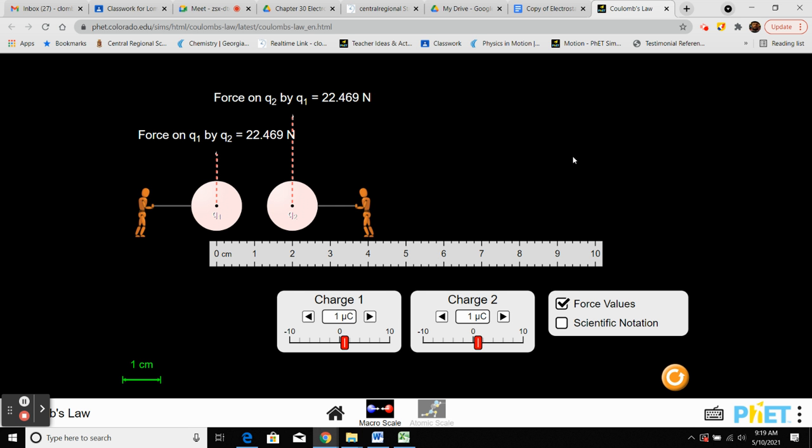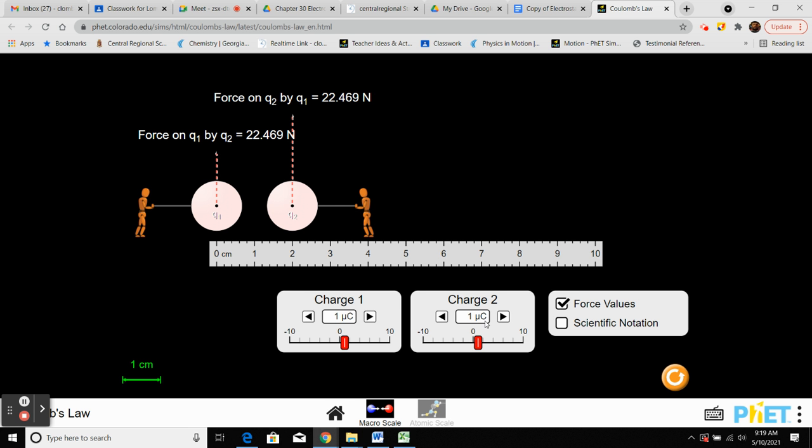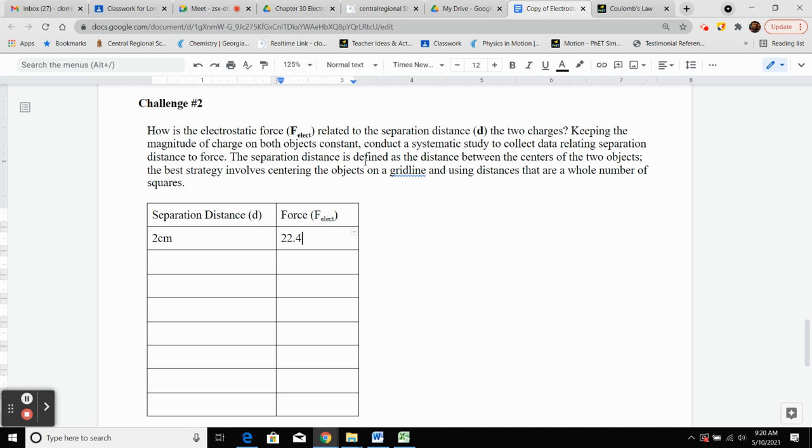Okay, so this is going to be our base value again. These two charges are separated by a distance of 2 centimeters. So we're going to say separation distance is 2 centimeters, and what is my force? Again, we're keeping the charges at 1 microcoulomb. Technically, if you wanted to make them both 4, you could do that as well, but I decided to make mine 1. Now what is the force between them? 22.469 newtons. So that's our base.